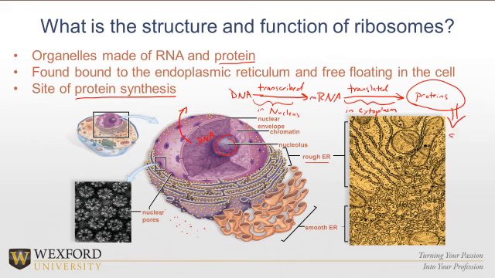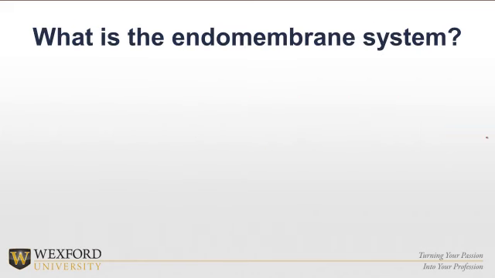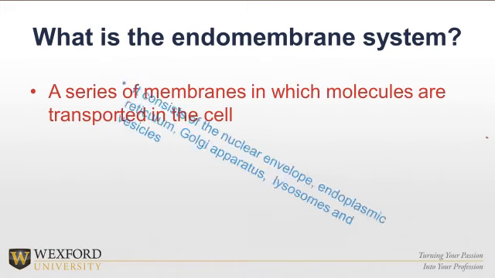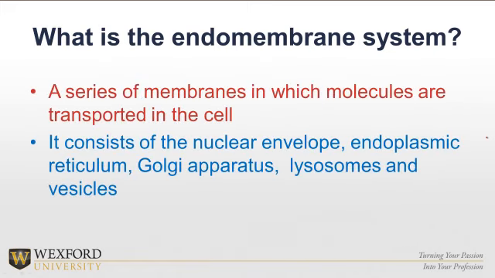So they need to be shipped. Packaged and shipped, if you will. Kind of like the post office. Packaged and shipped to their final destination. Well, that's really the role of the endomembrane system. So the endomembrane system is a series of membranes in which molecules are transported in the cell.